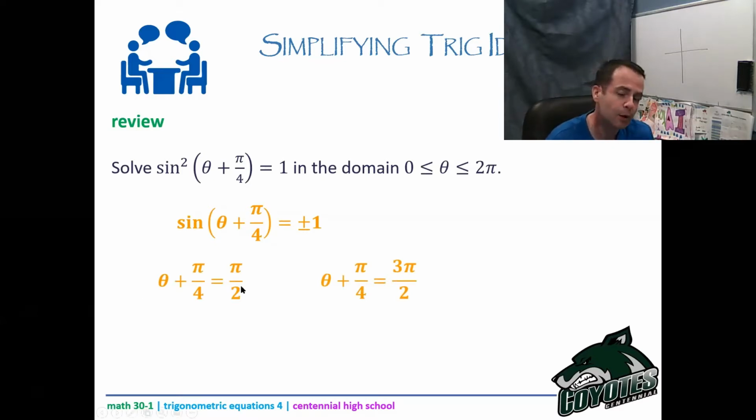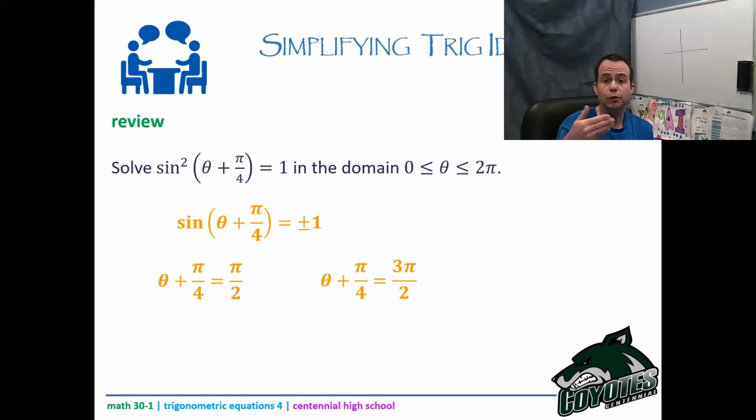If I'm going to take pi over 2 and subtract pi over 4, I can do that in my head. I just want to think about pi over 2 as a fraction over 4. Pi over 2 is 2 pi over 4. So 2 pi over 4 minus 1 pi over 4 is 1 pi over 4. So that gives me theta equals pi over 4. Likewise, over here, I have to think of 3 pi over 2 as a fraction over 4. So 3 pi over 2 would be 6 pi over 4. I end up with 6 pi over 4 minus 1 pi over 4. So that would give me 5 pi over 4.